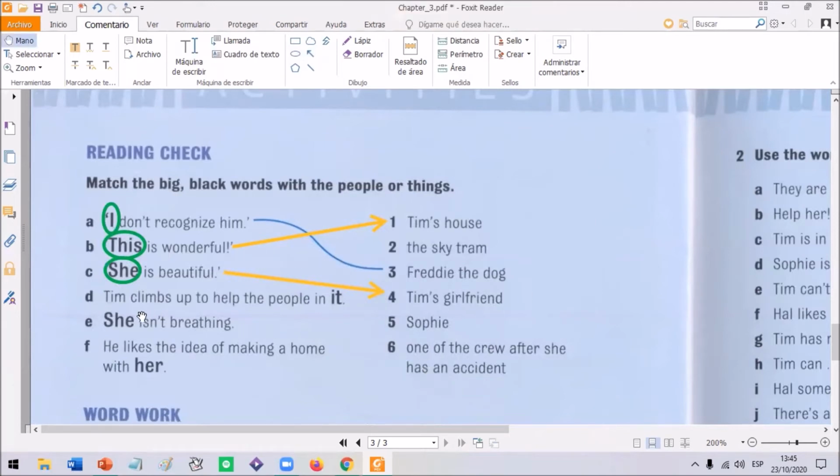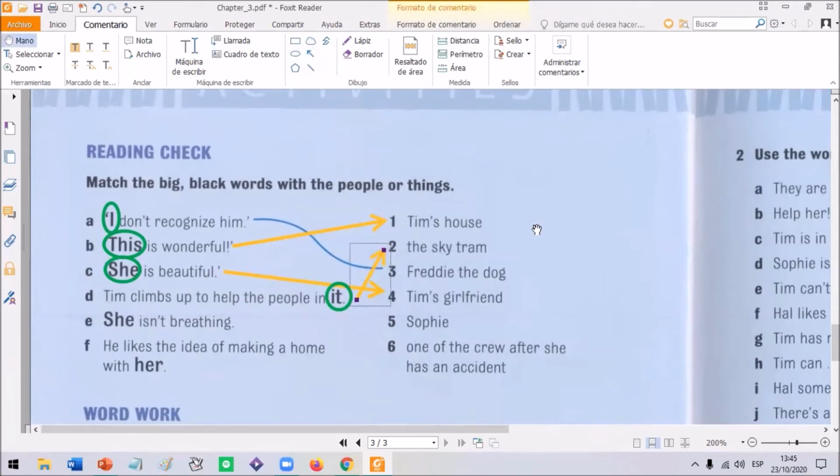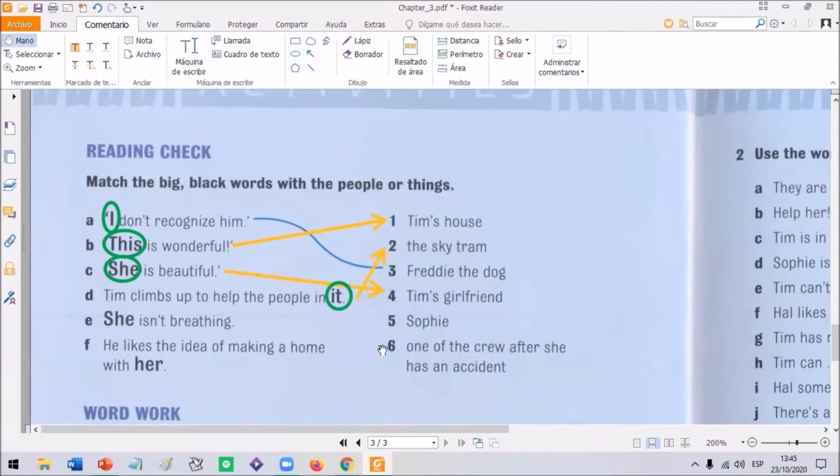Now, Tim climbs up to help the people in it. And now we have an object pronoun, it. So, Tim climbs up to help the people in what? Where are the people? They are in the sky tram. Yes, excellent. Very good. Let's continue.